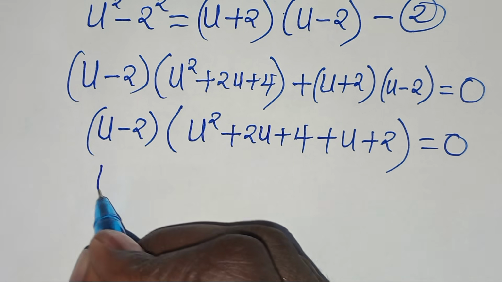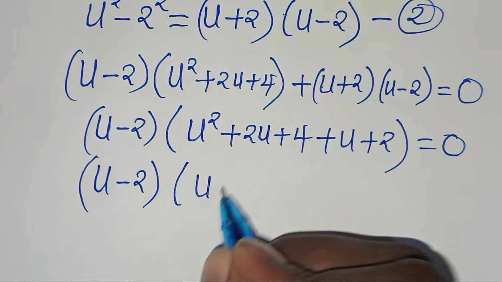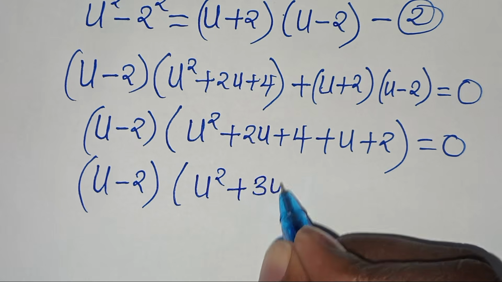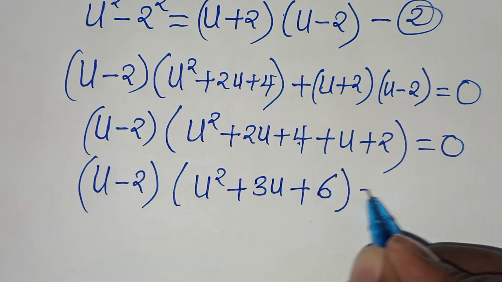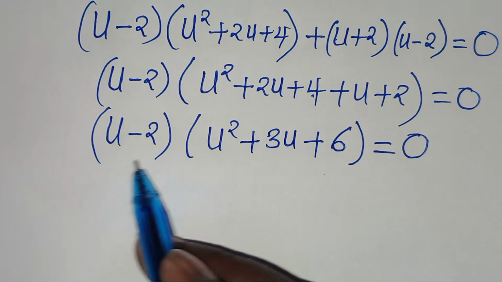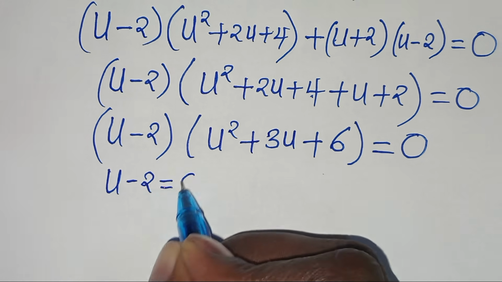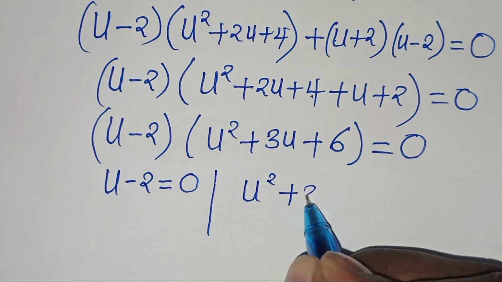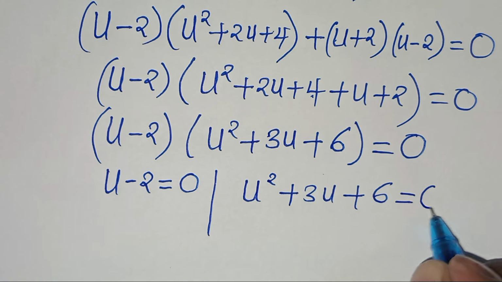So we have u subtract 2. Here we have u squared plus 2u plus u. This is plus 3u. Then plus 4 plus 2, this is 6. And this is equal to 0. Now we have got two parts here. We have u subtract 2, this is equal to 0. Then we have u to the power of 2 plus 3u plus 6. This is equal to 0.